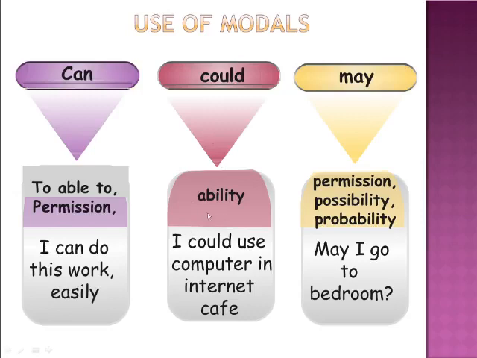Could, ability. I could use computer in internet cafe. That means what? He can use, he is able to use computer. May: permission, possibility, probability. These three things are the usage of may. May I go to bedroom? Is a permission. I may do it: possibility, probability. Okay. So these are some usages of the modal verbs.